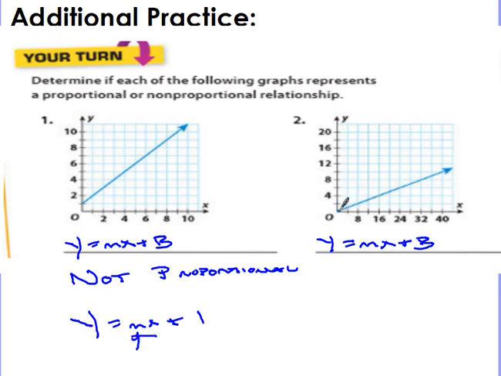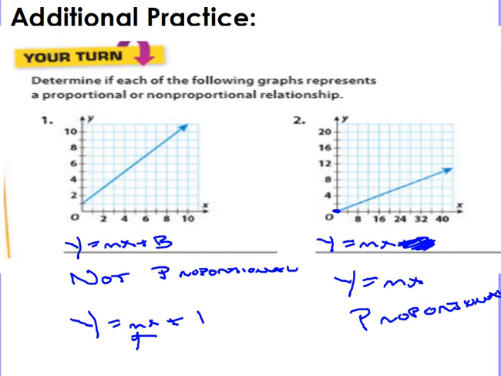This one over here is proportional. It's a straight line and it starts at the origin. So now we know it's just y equals mx because this b is 0. We don't need it then. So this one is proportional. And that's it. So remember, you can be linear whether or not you are proportional.